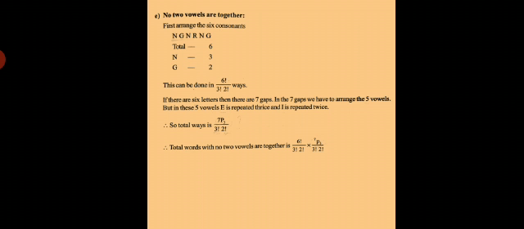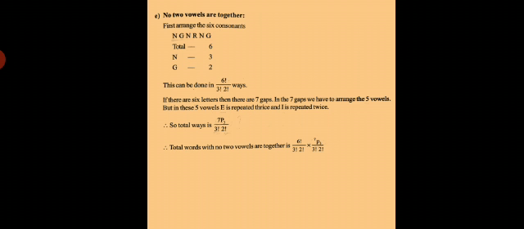No two vowels are together. First arrange the 6 consonants, that is N, G, N, R and G. So total letters in this word are 6. In that, N is repeated 3 times, G is repeated 2 times. So this can be done in 6 factorial divided by 3 factorial into 2 factorial ways.